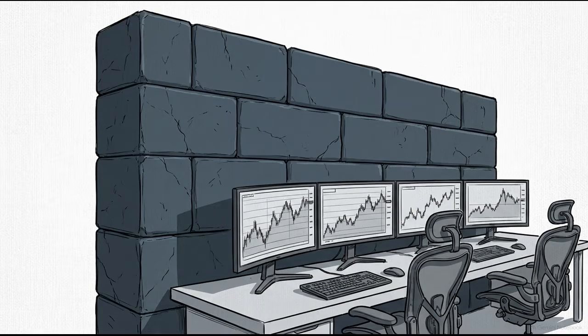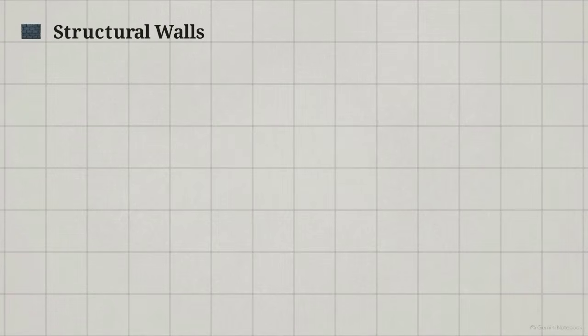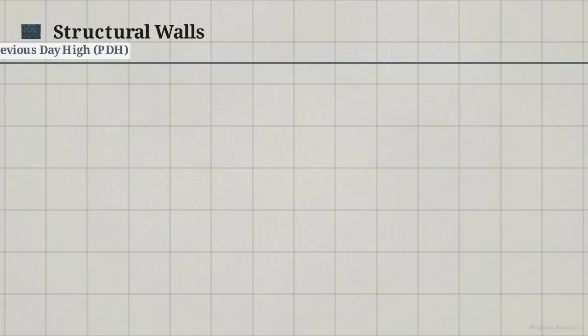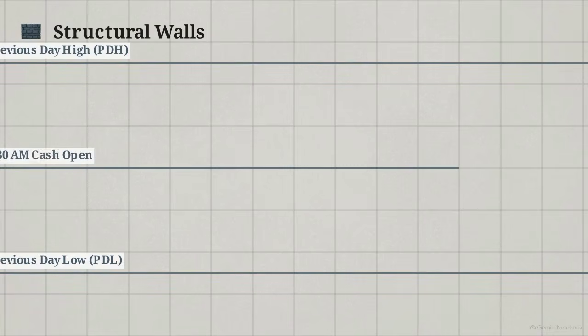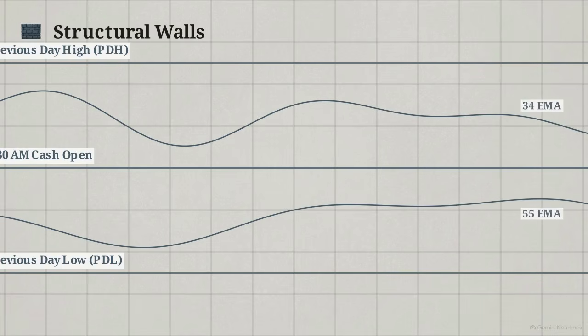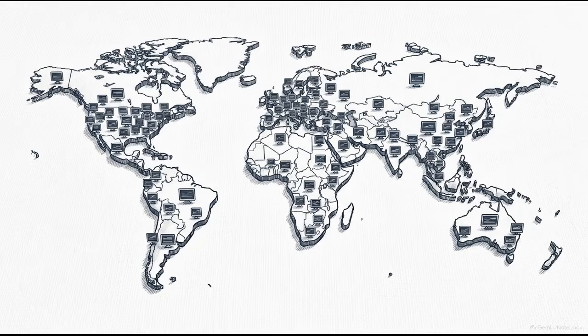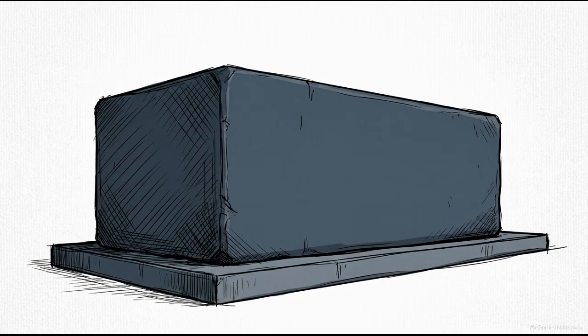The first required variable in mapping institutional liquidity is what we call the structural wall. This grid maps out exact historical boundaries. These are fixed daily coordinates, like the prior day high, the prior day low, and the 9:30 a.m. Eastern Cash Open. Higher timeframe quantitative baselines also serve this function, specifically the 34 and 55 exponential moving averages, along with Keltner bands. These specific coordinates are completely ubiquitous. Every participant with a trading terminal anywhere on the planet can see exactly where these levels sit. But that ubiquity is why they are dangerous.